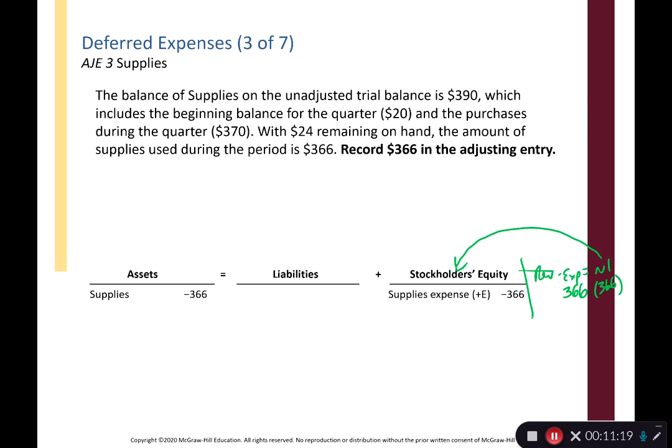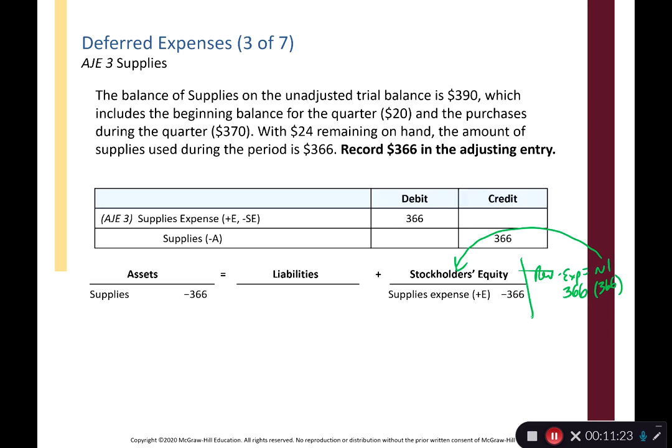To do my journal entry, expenses go up with debits, assets go down with credits, and that again would correspond with the 4 quadrants. If you look under deferred expenses, we debited expense and credited an asset. In this case, the asset we're using is supplies. That's our prepaid. We don't call it prepaid supplies. We just call it supplies, but effectively that's exactly what it is, a prepaid supply. You paid for it before you used it.